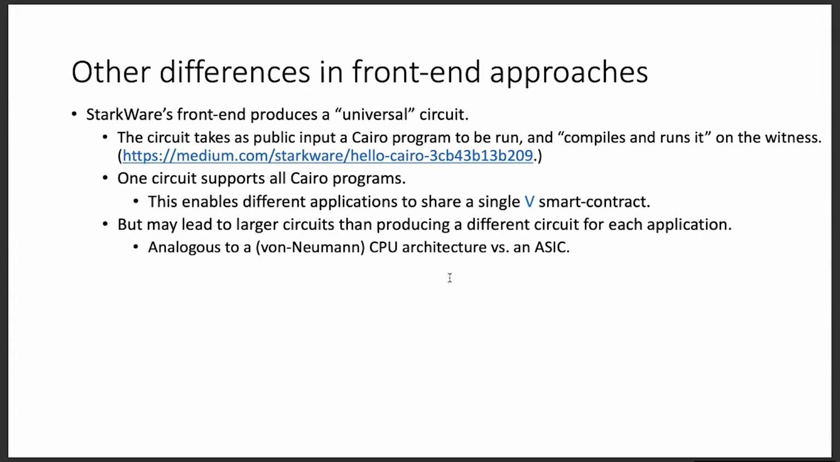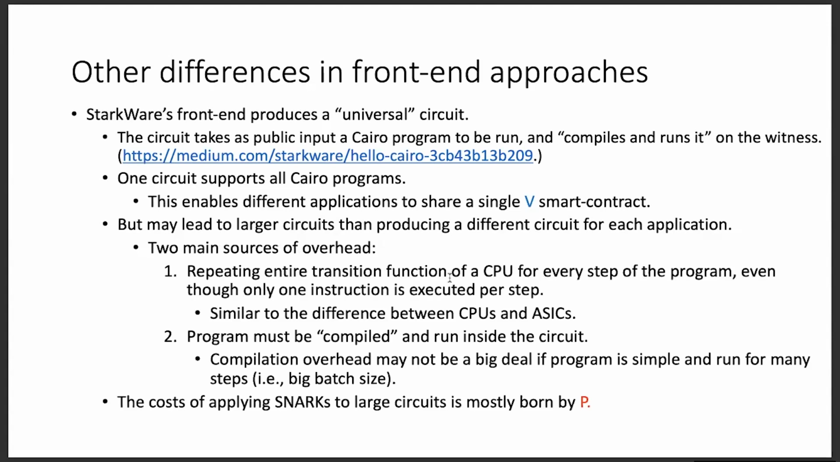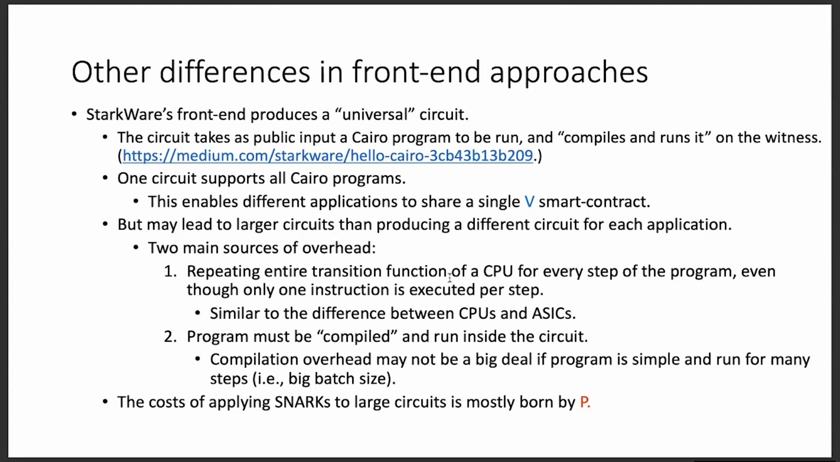And there are two main sources of overhead here. One is the circuit winds up repeating the entire transition function of a CPU for every step of the program. At each step of the program, only one of the possible CPU instructions gets executed, but the whole transition function has to have logic. It doesn't know in advance what that instruction is going to be. It has to have logic implementing all of them. And that's another reason I think they probably try to keep the Cairo language as limited as possible, to keep that transition function as simple as possible.